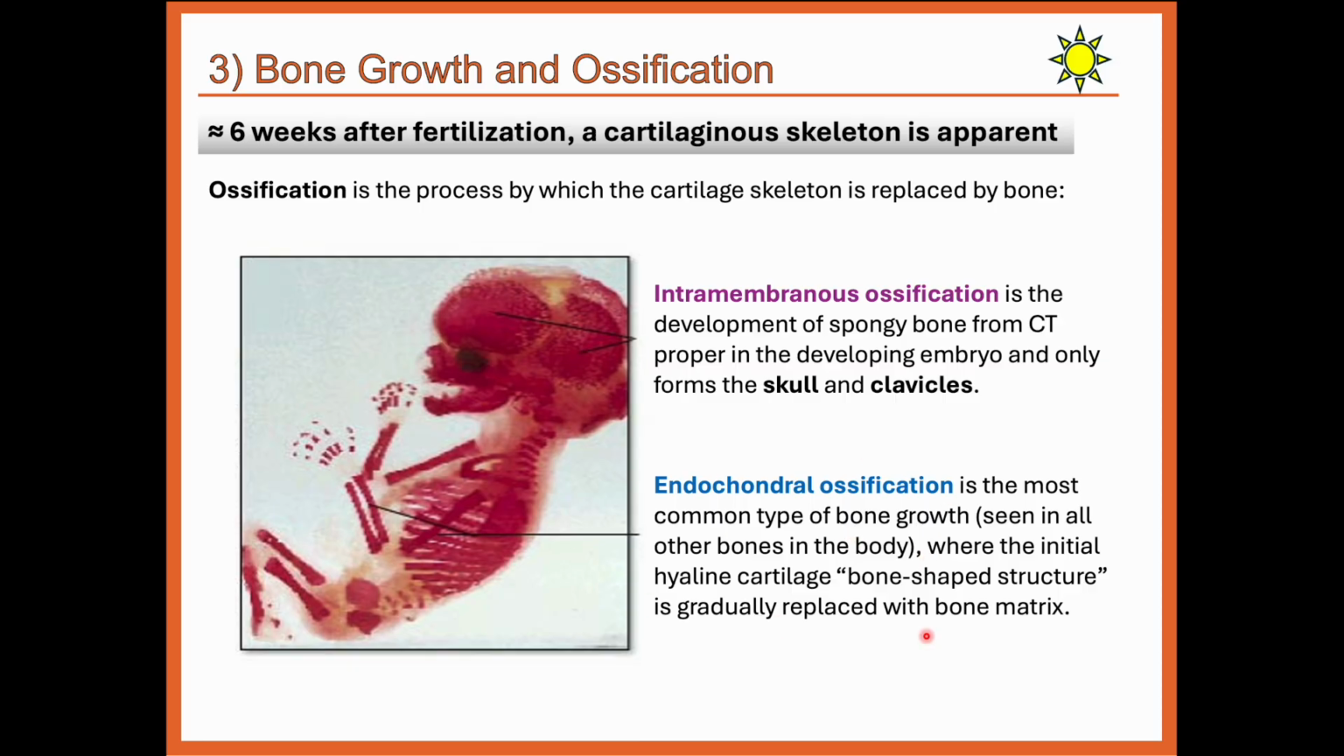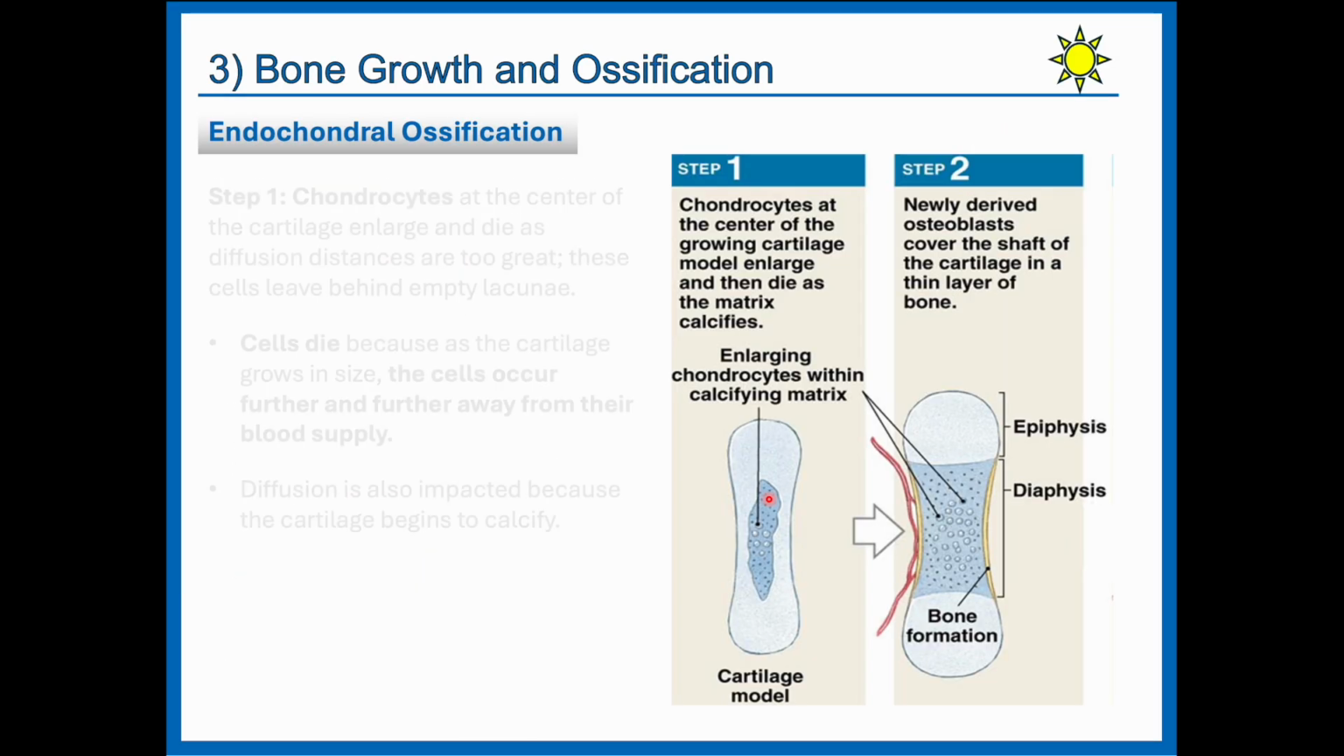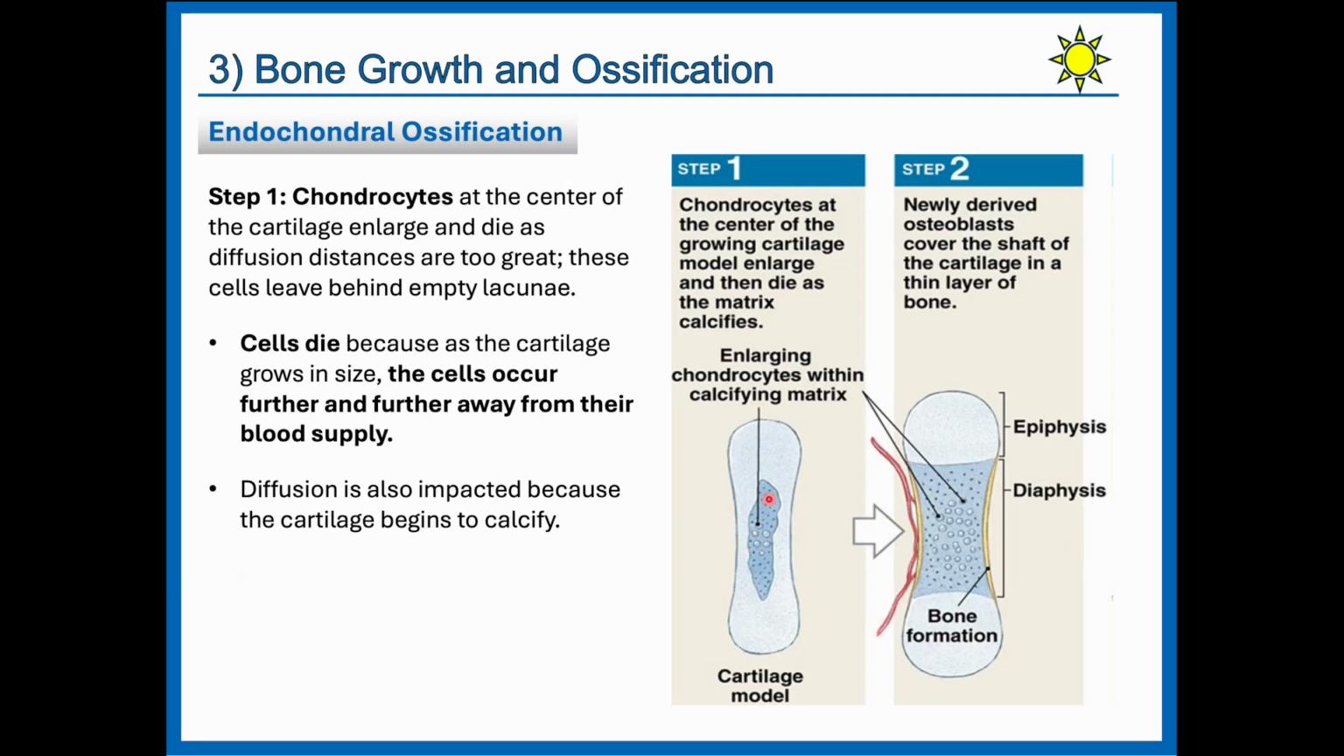Remember I said the second part is most other types of bones? Well, that's called endochondral ossification. And what is endochondral ossification? Endo means inside, chondro means cartilage. So I need you to know these steps quite well.